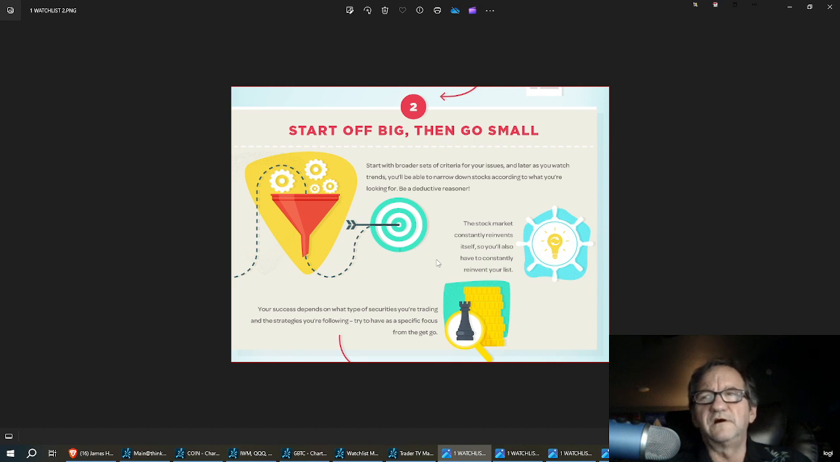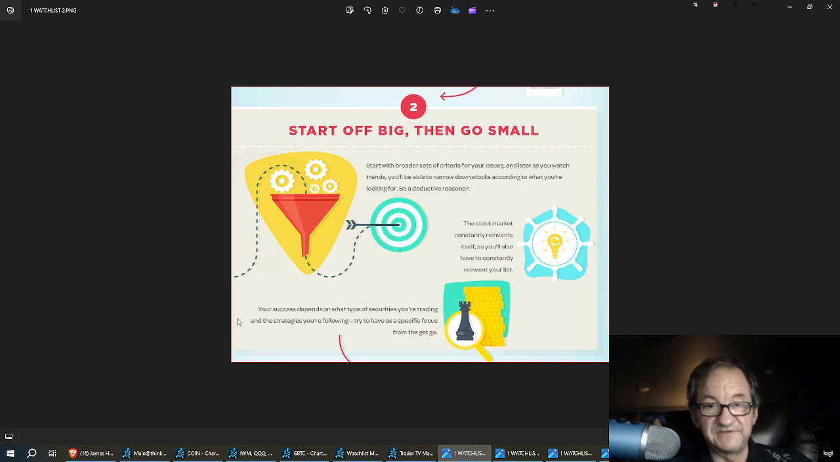It's constantly changing. Maybe your list was doing good for a couple of months, and then that sector just went dead. So maybe you want to start with a new watch list, create a new one that's running for that quarter, like banks. Your success depends on what type of securities you are trading and the strategies that you're following. So make each watch list to fit a strategy, like maybe the 9 EMA crosses the 21.